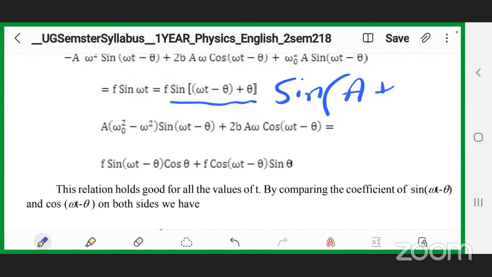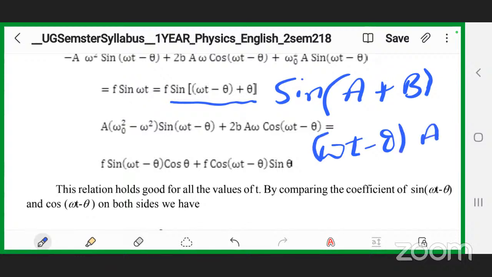Sin A plus B, sin A plus B. Okay, what is A? Omega t minus theta is A. Theta is B. Okay, what is the formula for sin A plus B? Tell me.